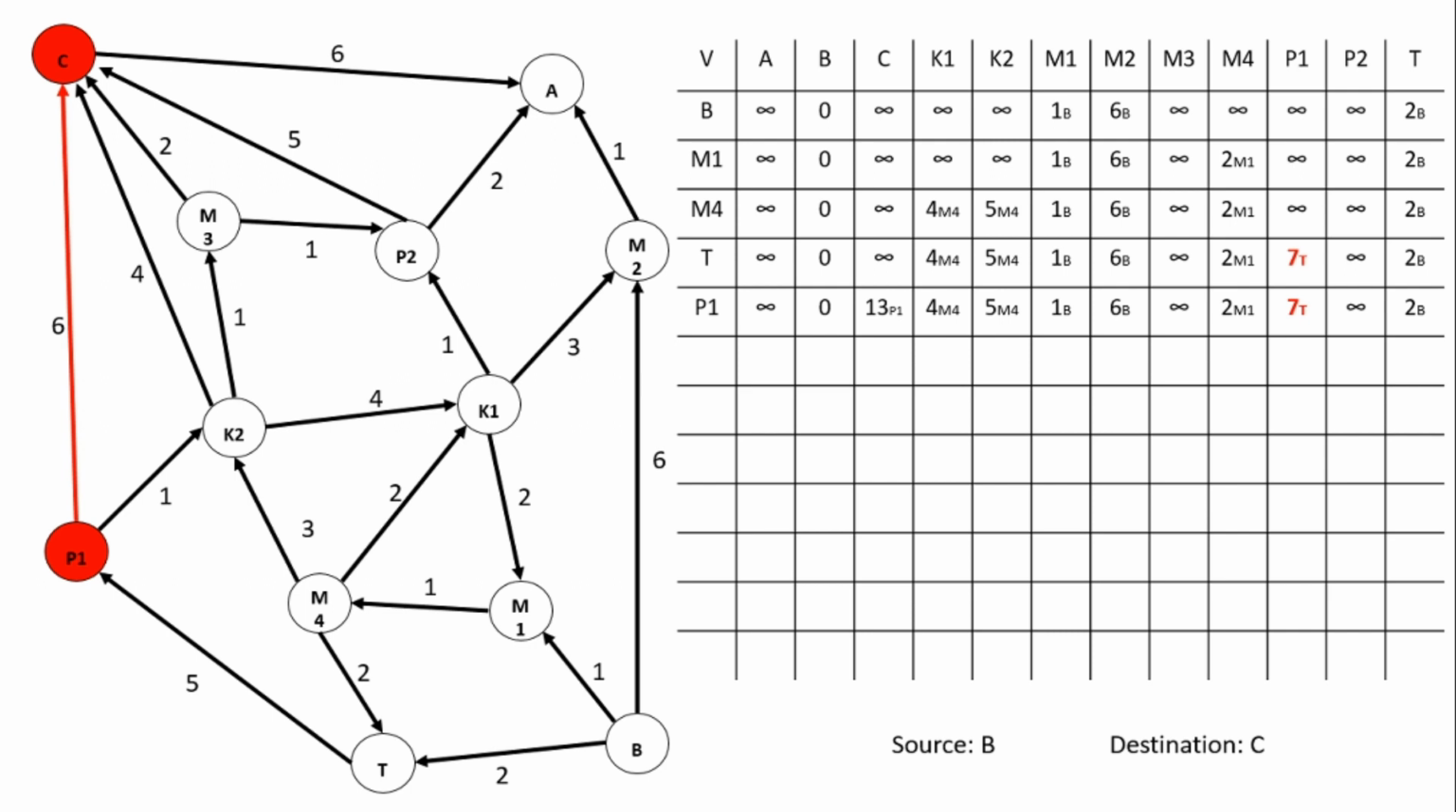Next, visit vertex K2. Add vertex K2 coming from P1, and we would get the total distance of 10. Since we have the smallest distance of K2, we don't need to update K2.